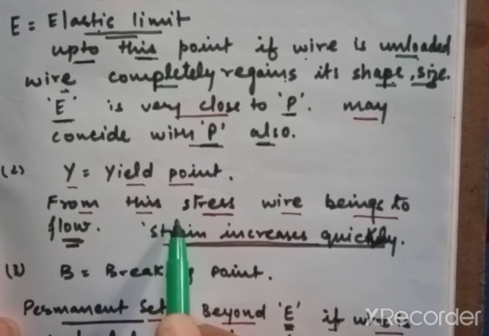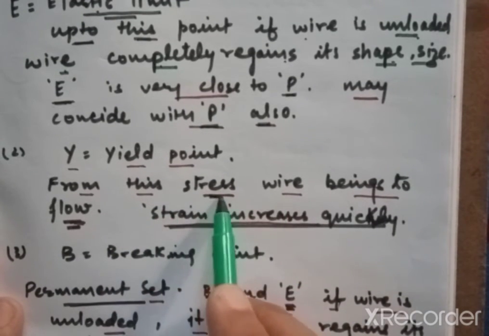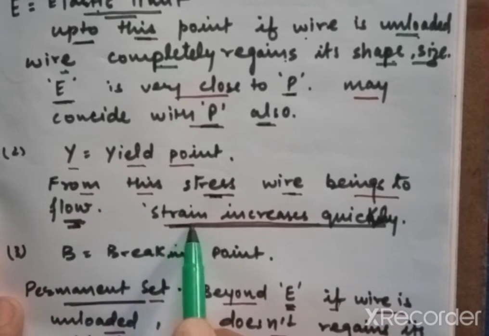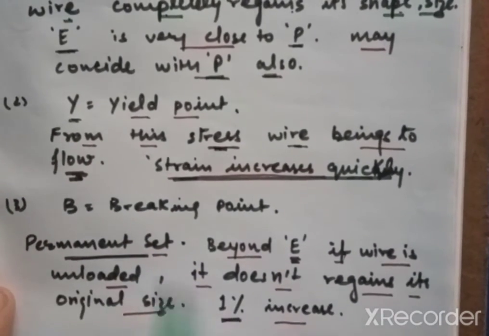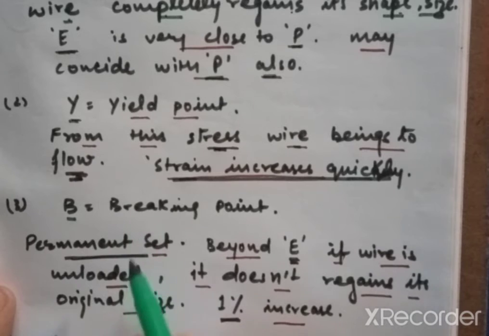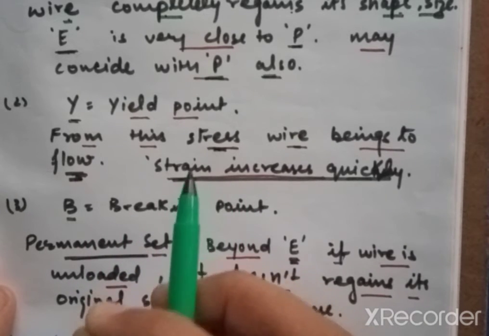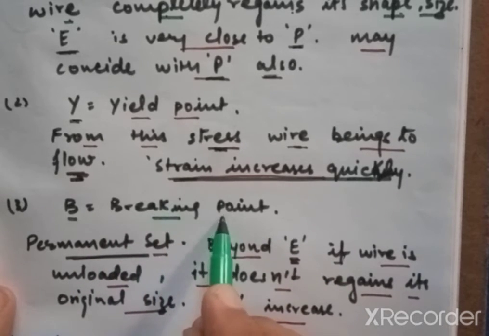So from this point the wire begins to flow and strain increases quickly. So that is the yield point Y. Now B is the breaking point. Later on, what happens is that at any small weak juncture the wire will break, and that is known as the breaking point.